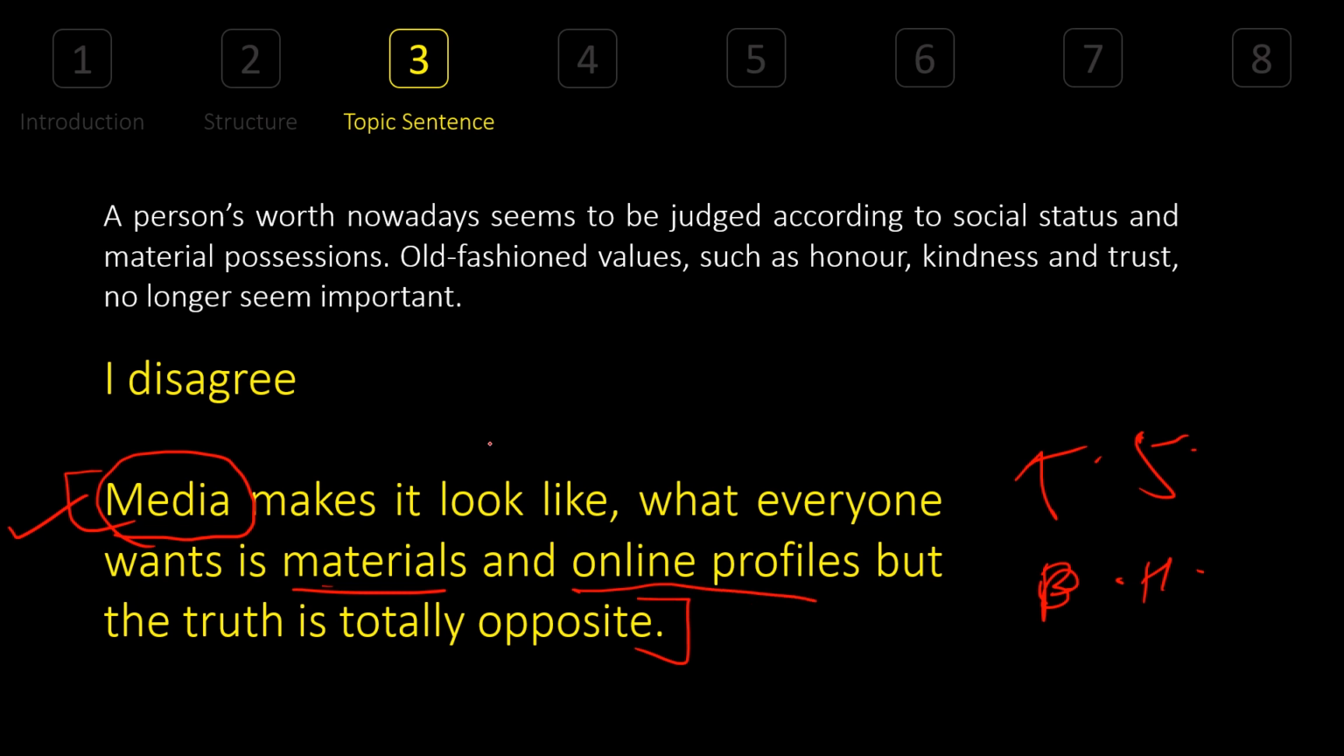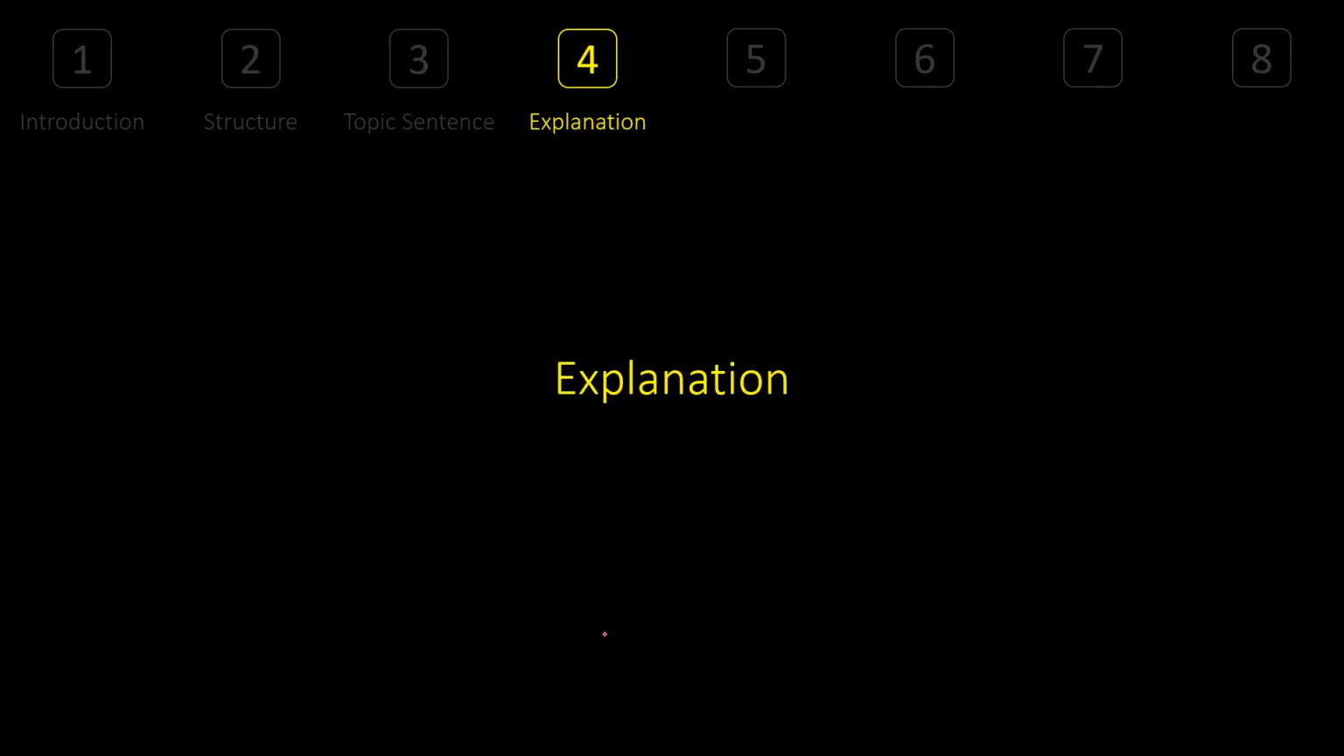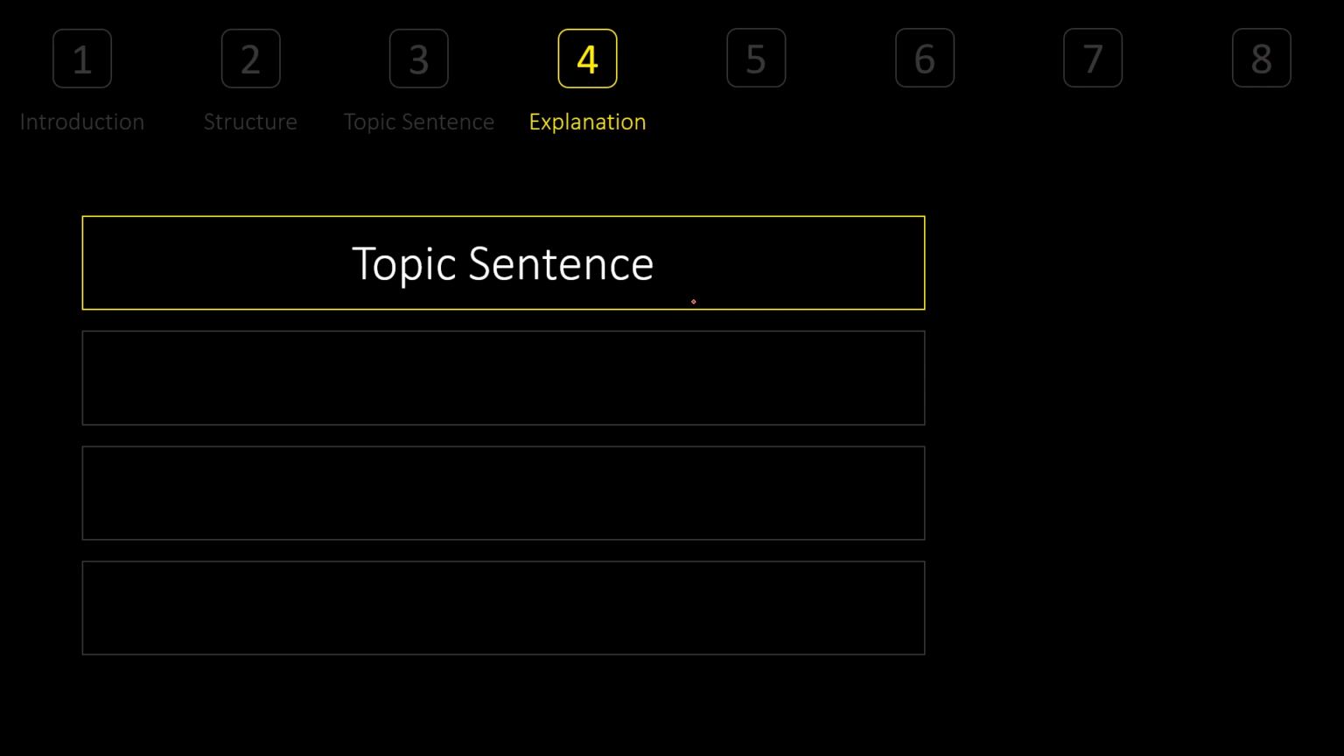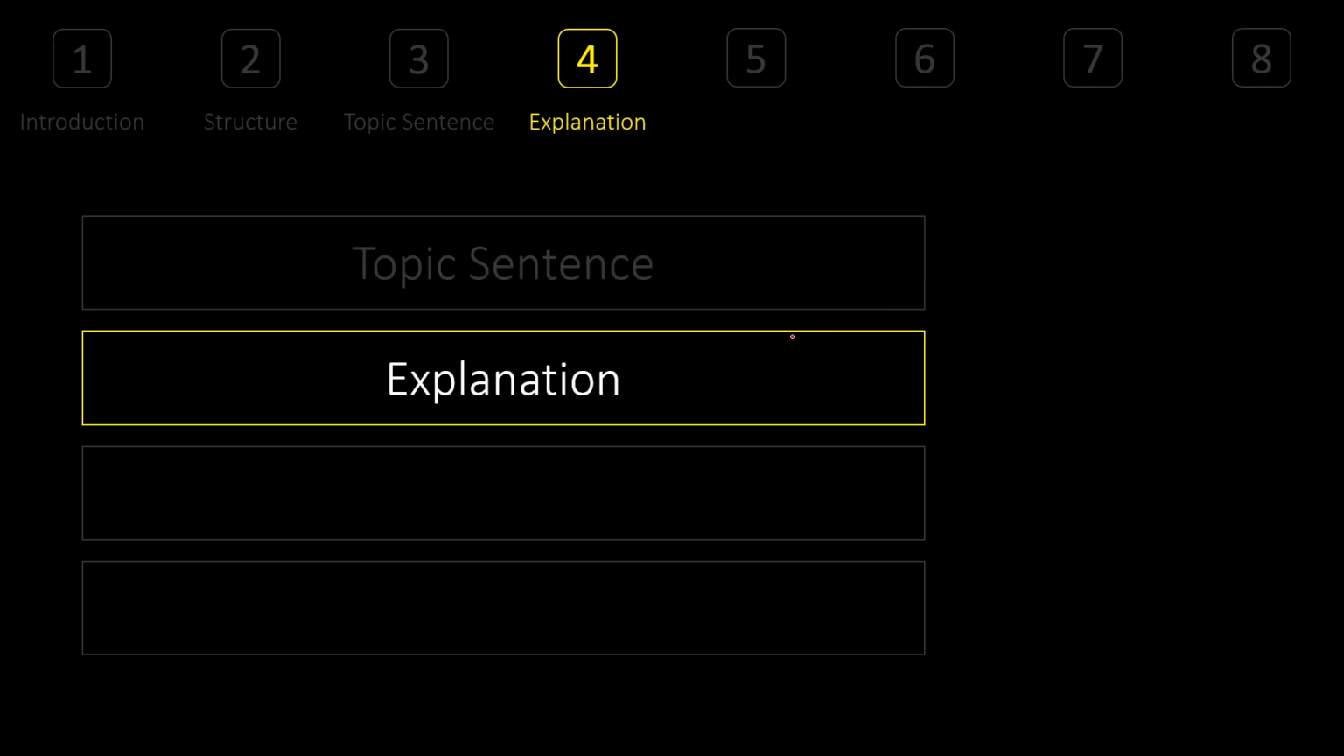Clear? First statement of your body paragraph should indicate what will be there in your body itself. I hope I'm clear about that. That's why I said this is the first statement of your body paragraph. That media makes it look like what everyone wants is materials and online profiles, but truth is totally opposite. Right. Second part is explanation. So this was the first one which we have seen earlier. Second is explanation, which we have to understand now.